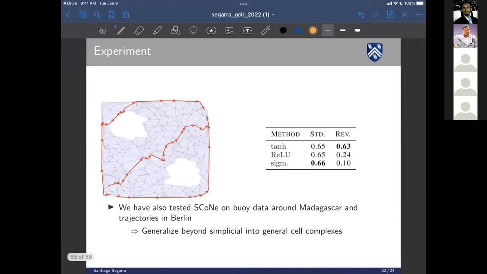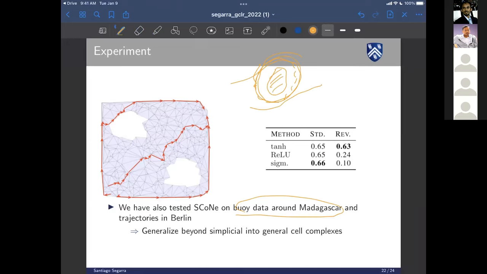And then we also tested SCoNe. So these are synthetic experiments, but I think they're pretty motivating in the sense that they nicely illustrate these properties we mentioned and developed today. But we also tested SCoNe on real-world buoy data around Madagascar. Right? So there you have the island of Madagascar as your obstacle, and then you have buoys moving in the ocean around them. Of course, they cannot go through the land. So you will tend to have these harmonic conservative flows around the island, and maybe some of them just diverging there.